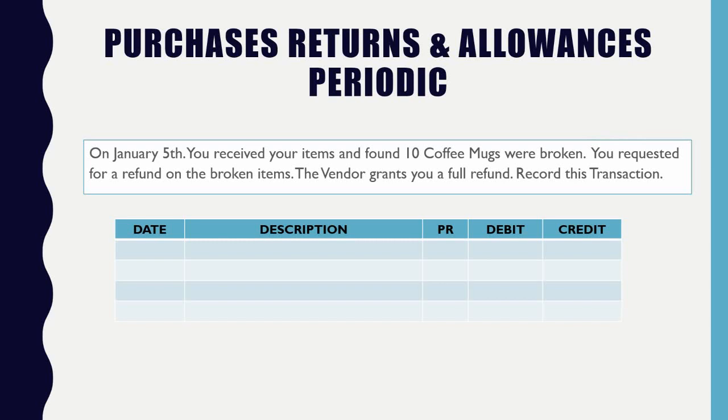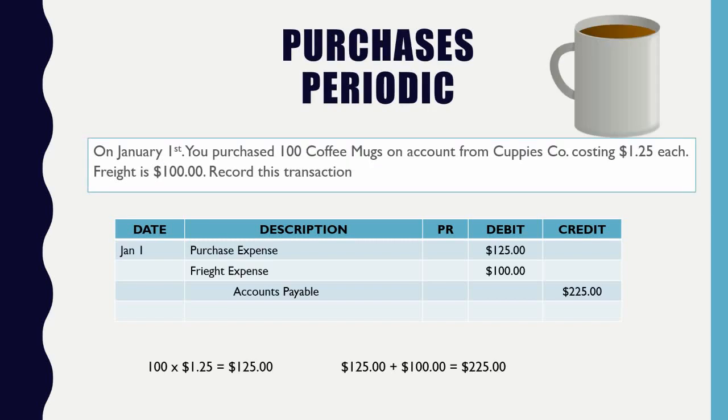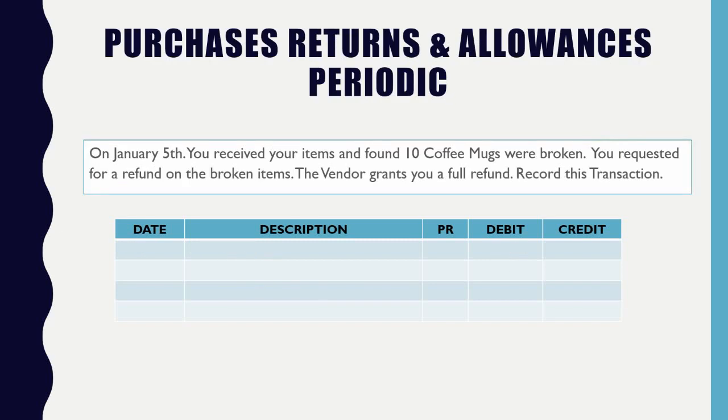Record this transaction. Since we recorded our items as expenses, and normally expenses are hard to reverse, when we do a return we're going to use an account called purchase returns and allowances. This is a contra account to your actual purchase expense. This account reduces the amount that you owe, and it also reduces the original purchase expense account.